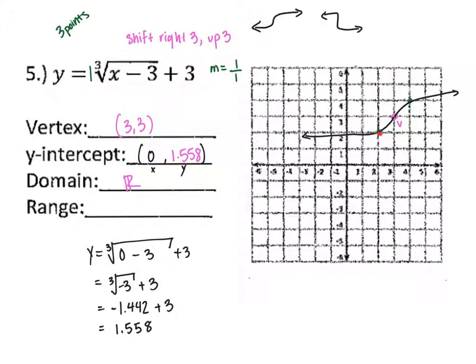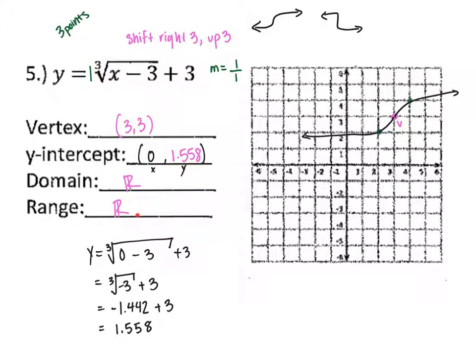The range, we can see here, this side of the curve, the left side, is going down. So the y values are approaching negative infinity, whereas if I go right, the y values are going up to positive infinity. So we're going from negative infinity to positive infinity, and so this means that it is also all real numbers for the range. In fact, the domain and range for cube root functions will always be all real numbers.